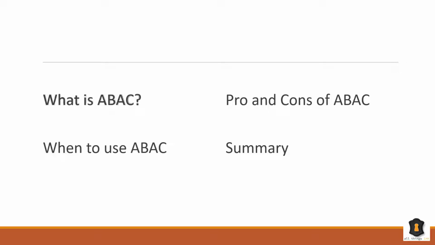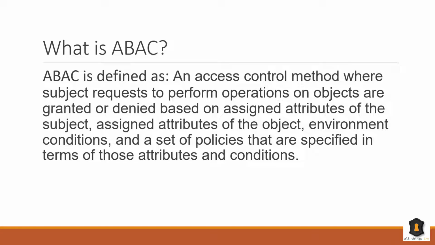So let's talk about what is ABAC. When you look at ABAC today, this is the definition of ABAC, and I know it's long. It's an access control method where subjects' requests to perform operations on objects are granted or denied based on assigned attributes of a subject, assigned attributes of an object, environment conditions, and a set of policies that are specified in terms of attributes and conditions.